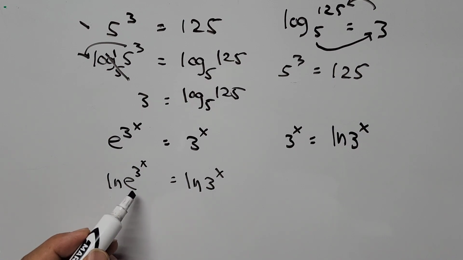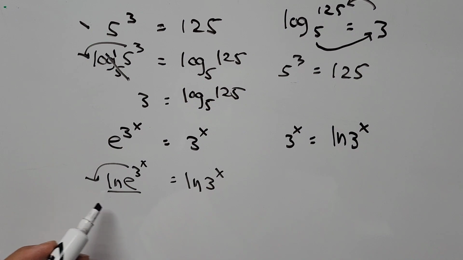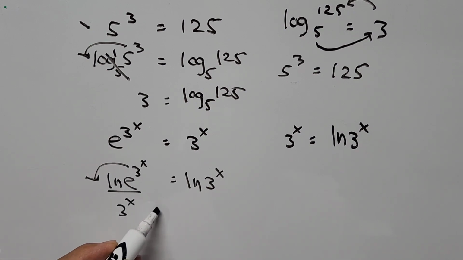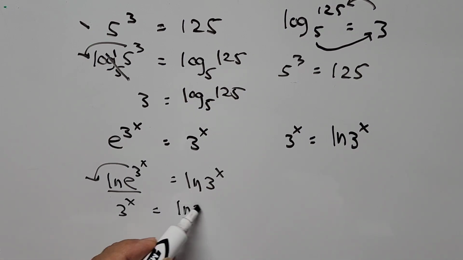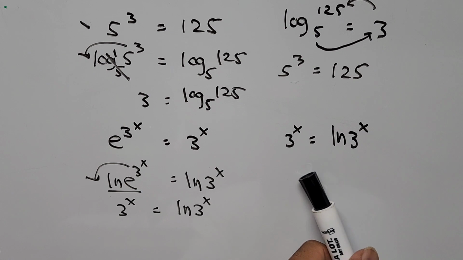Here, ln of e is 1, so we take down the exponent as the front coefficient. So we have 3 to the power of x is equal to ln of 3x. So this is what we have over here now. And how about this one right here? How do we convert it to exponential form?